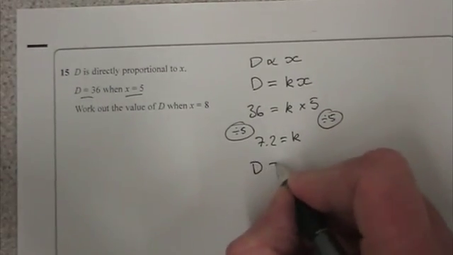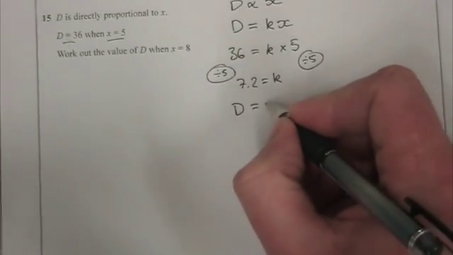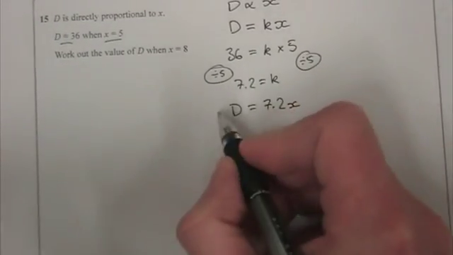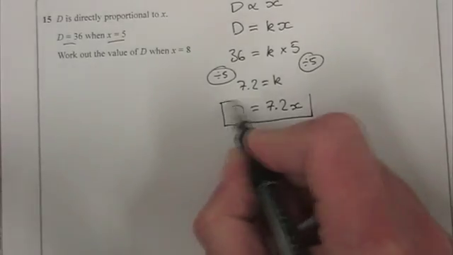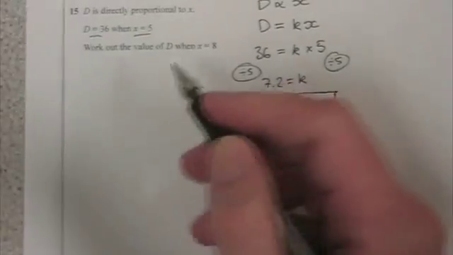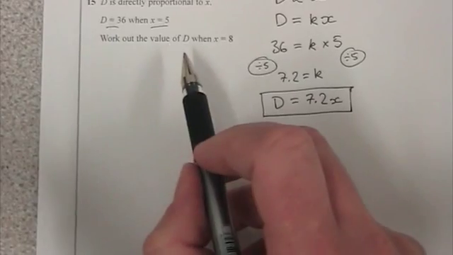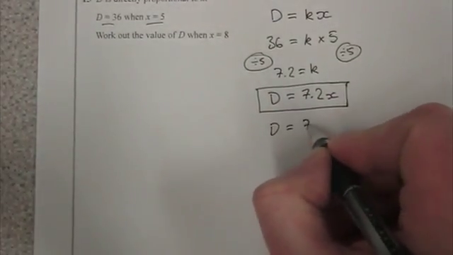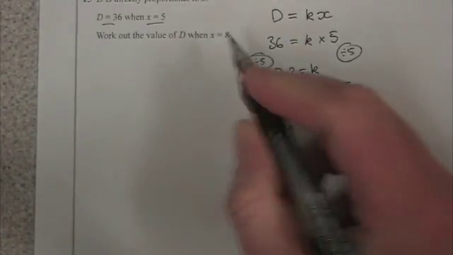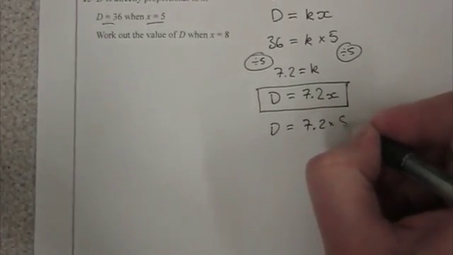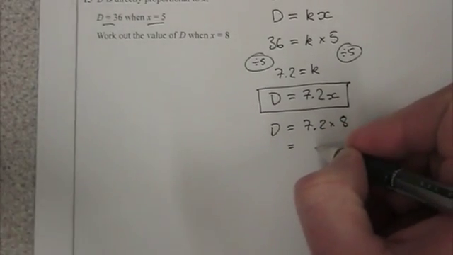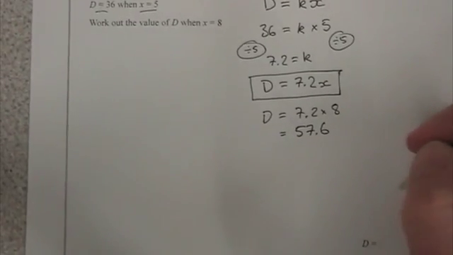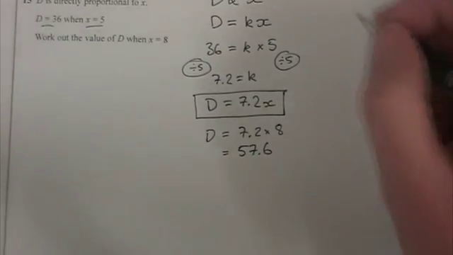So now I know what the constant is, I can rewrite this formula. D equals 7.2 for the k, x. And that's my formula that I know works. So, when it says work out the value of D when x equals 8, I know that D will equal 7.2 times by x, which is 8. When I type that into the calculator, I get 57.6. So for this question, it was 2 marks.